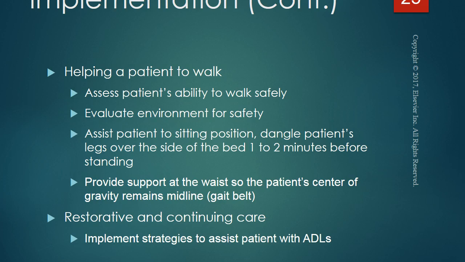You want to evaluate the environment for safety before ambulation. This includes removing all obstacles, a clean and dry floor, and the identification of rest points in case the patient's activity tolerance becomes less than expected or the patient becomes dizzy. Also, have the patient wear supportive, non-skid shoes.